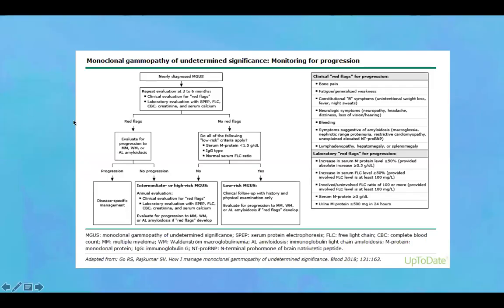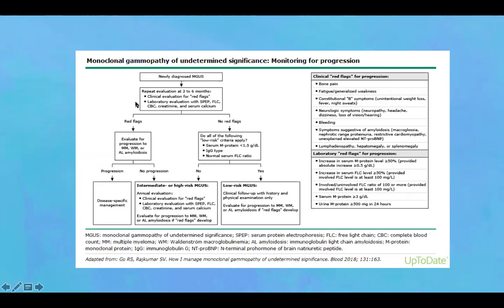And this is a summary about what we need to do with patients with MGOS. When the patient is diagnosed, we need to evaluate the patient in 3 or 6 months to know if they have any symptoms such as bone pain, fatigue, weight loss, something that makes us think about multiple myeloma. Then we're going to be doing the laboratory tests: the serum protein, the electrophoresis, the creatinine, the calcium, and the vitamin D.